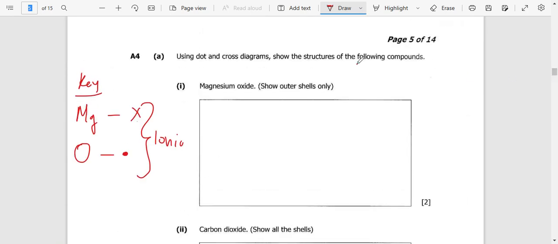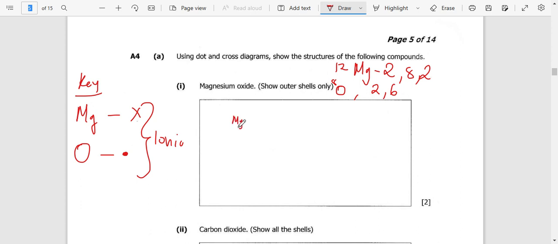So magnesium, remember it has 12 electrons. So the electron configuration is going to be 2, what will be the next? 2 comma what? 8. Comma. Very good. What of oxygen? What will be the electron configuration? It has only 8 electrons. 2 comma 6. Good.